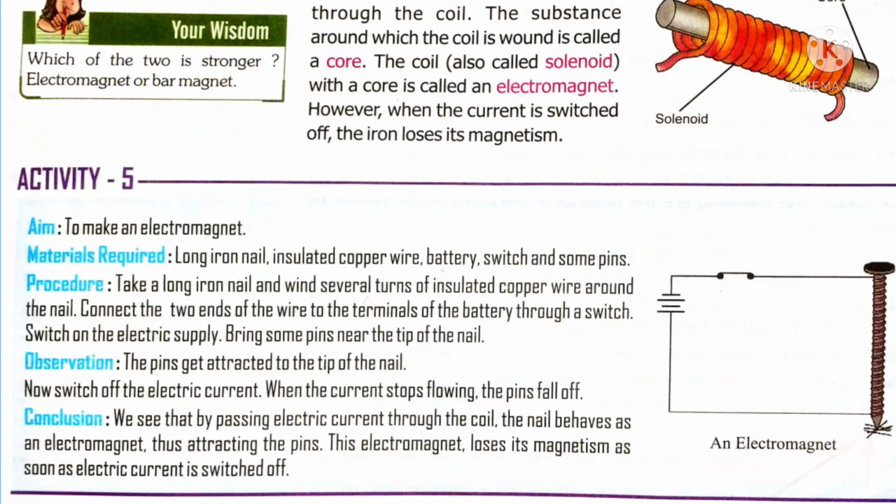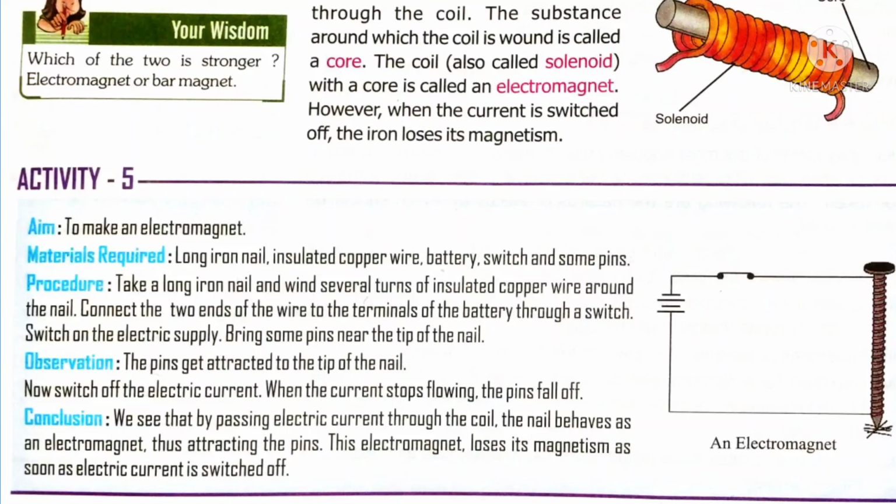In the same way, when the switch is off, what happens? The electric circuit is incomplete because current will not flow. So the pins which were clinging to the nail will fall down. This proves that an electromagnet is a temporary magnet. It acts as a magnet only when electricity is flowing through the circuit.